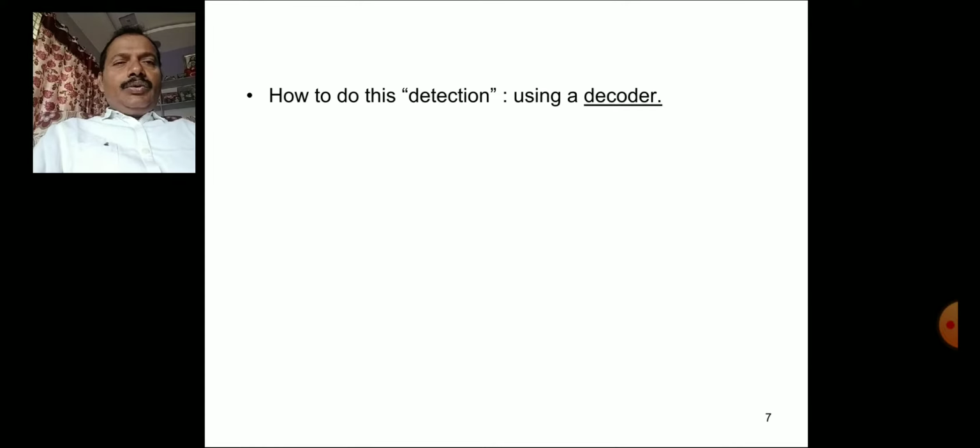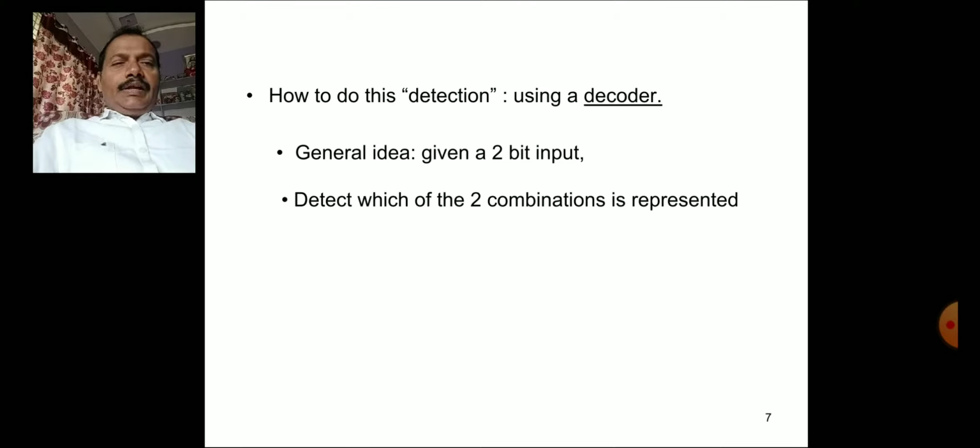So this process of identifying a particular letter line with the help of that particular code is called the detection process. This job is done by the decoder. For example, given a 2-bit input, detect which of the combinations is represented.